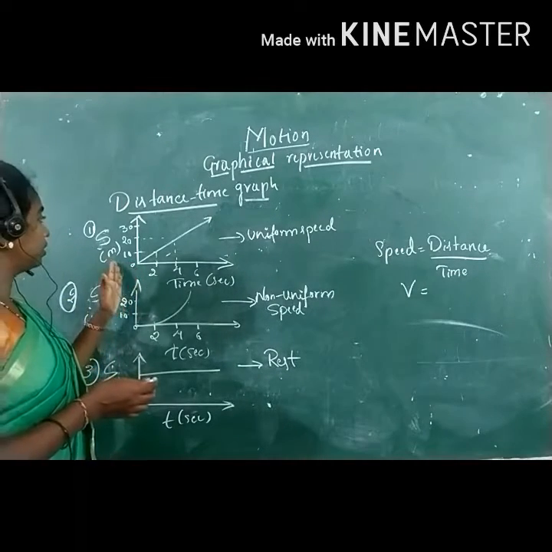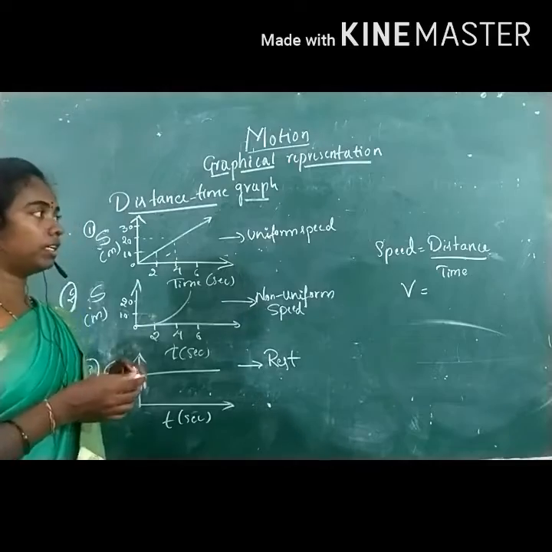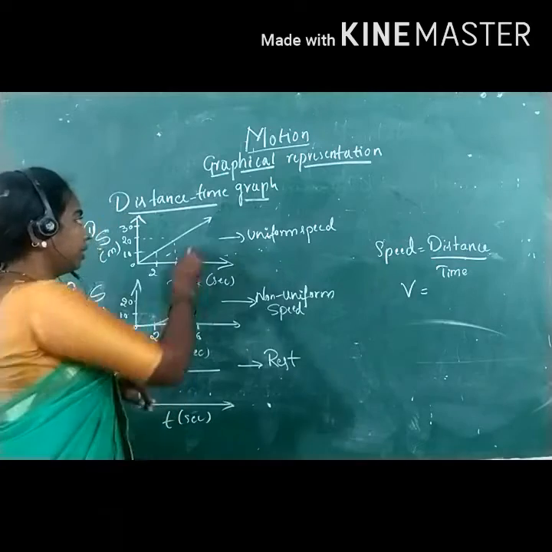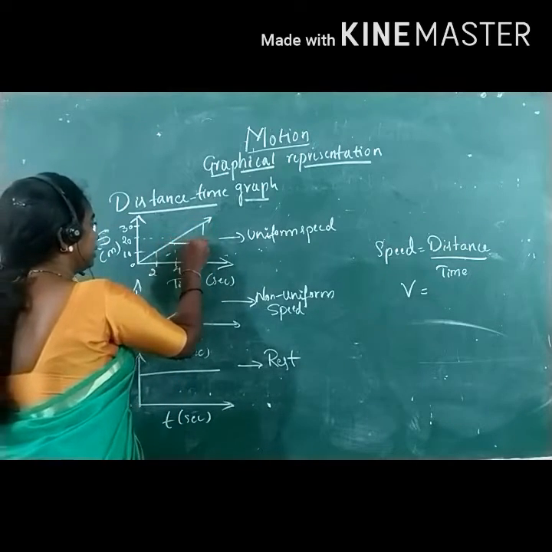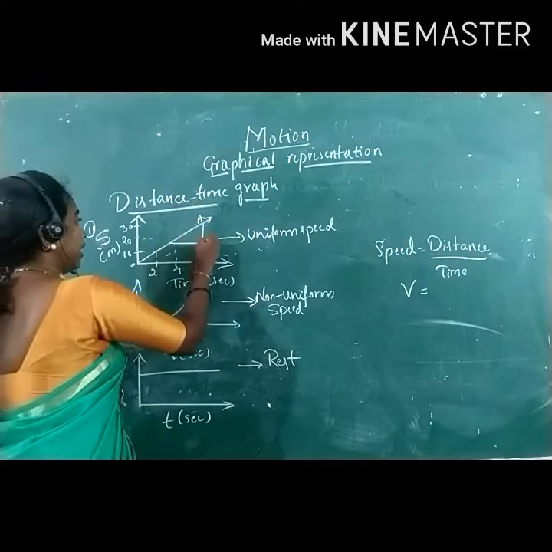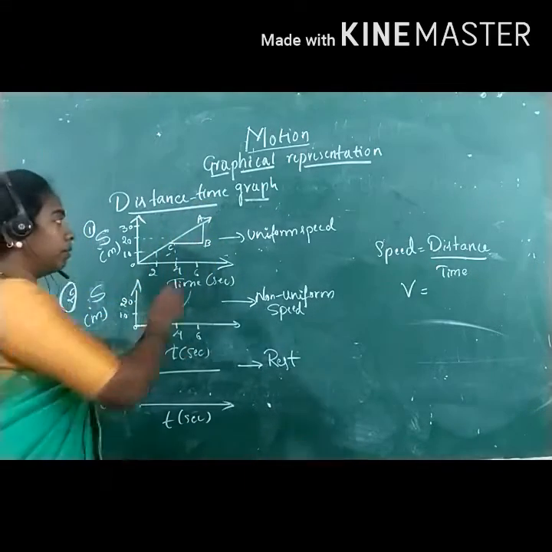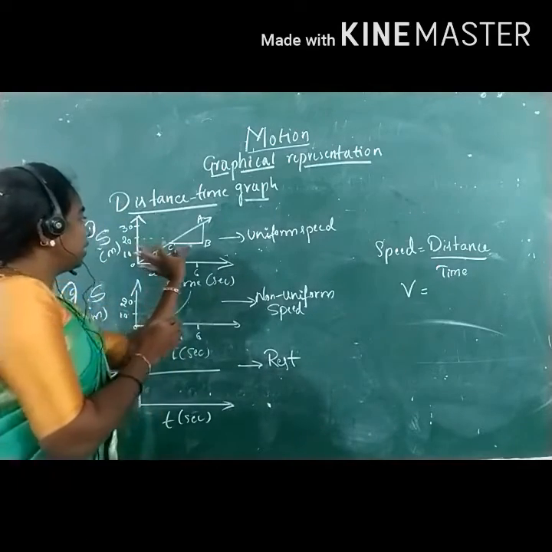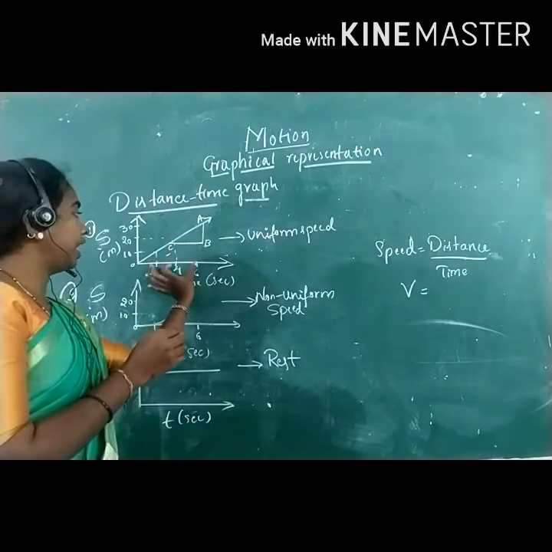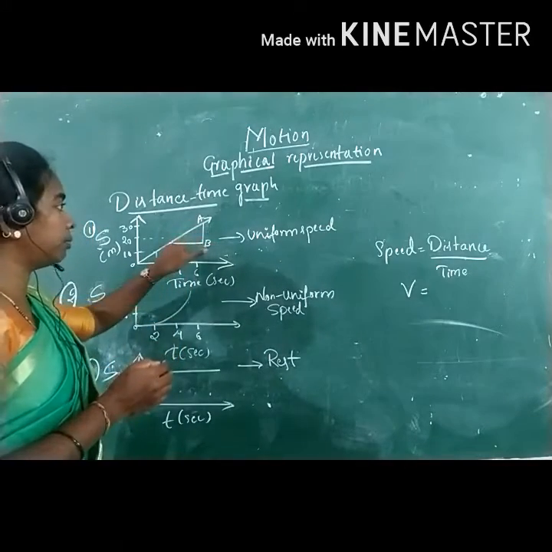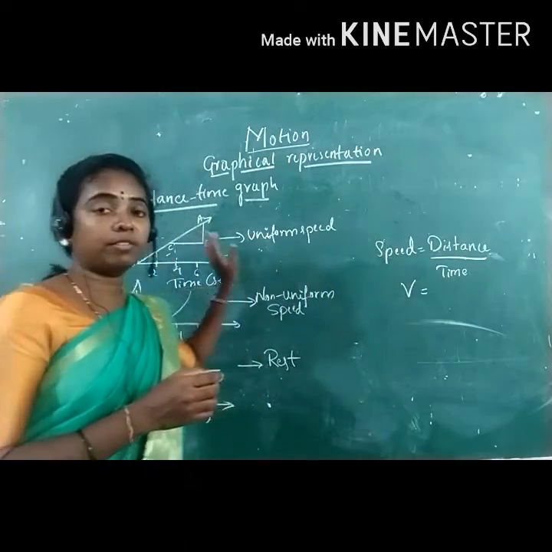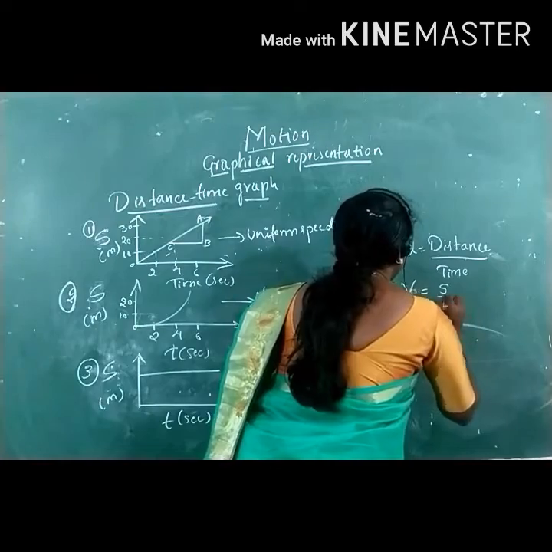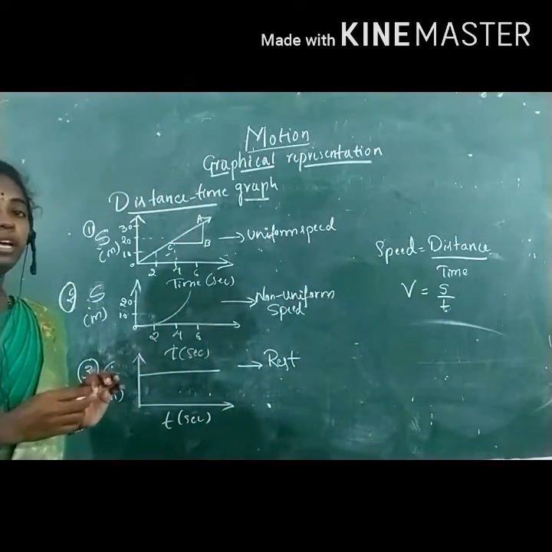So from the slope of the distance time graph, we will calculate the speed. Speed is given by distance by time. So here you can calculate distance and time. Let me take this as A, B, C. AB length gives the distance between two values. CB or BC gives the length of timing between two values. So distance by time gives you the speed. Slope of distance time graph gives you the speed. So v can be written as s by t, meter per second.